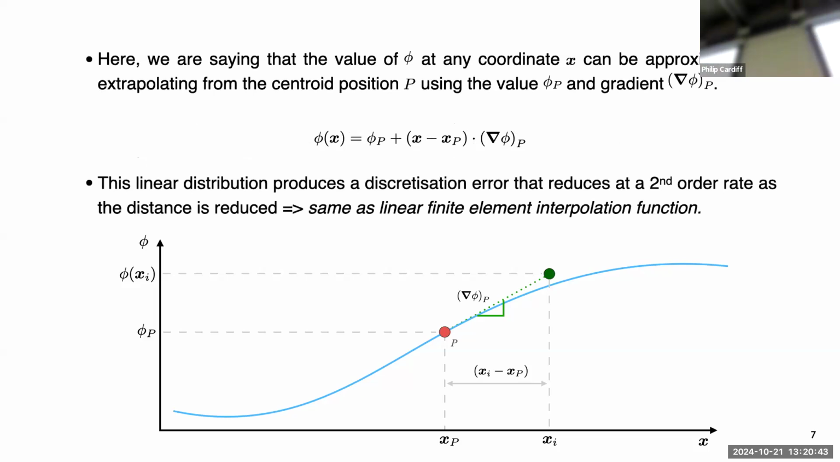So this linear distribution produces a discretization error that reduces at a second order rate as the distance is reduced. That's the same as linear interpolation functions in the finite element method. Even though this doesn't look the same, it is equivalent to linear interpolation functions in the finite element method. When we assume the functional form in the finite element method, we're essentially doing the same thing here.